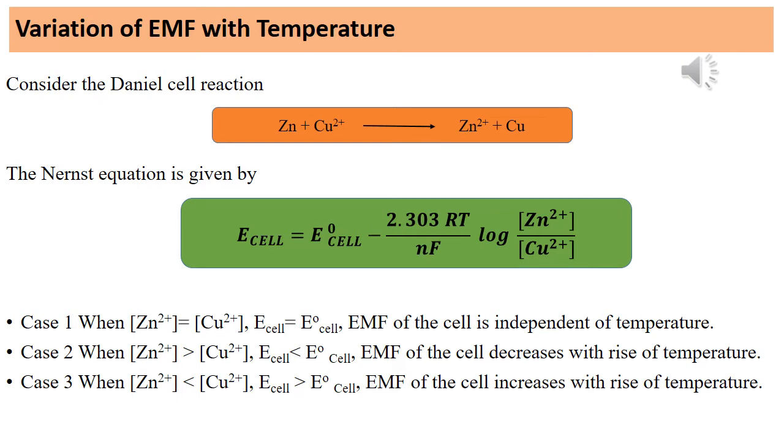Case 3, when [Zn2+] is less than [Cu2+], here reactant concentration is high, then E cell will be greater than E0 cell. EMF of the cell increases with rise of temperature. And this is according to Le Chatelier's principle.